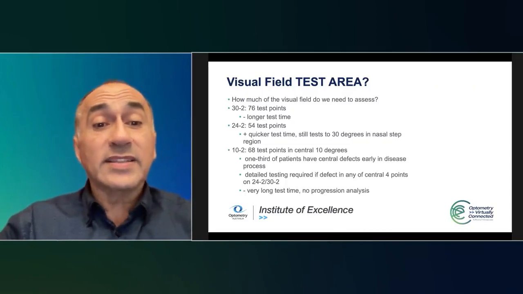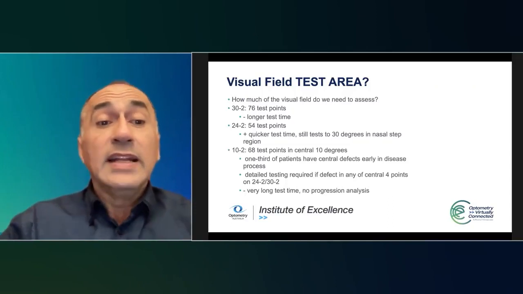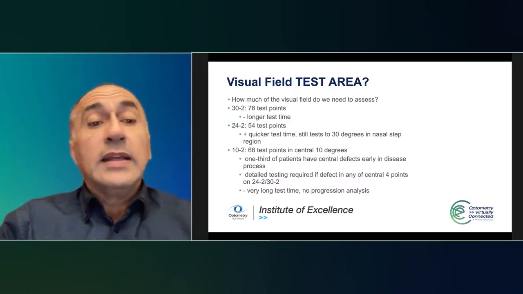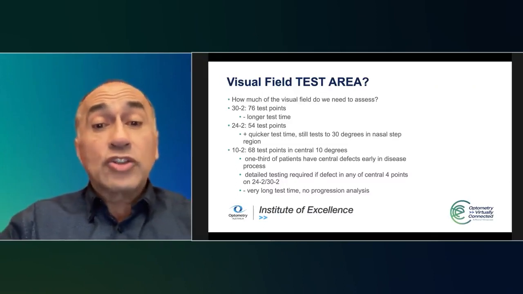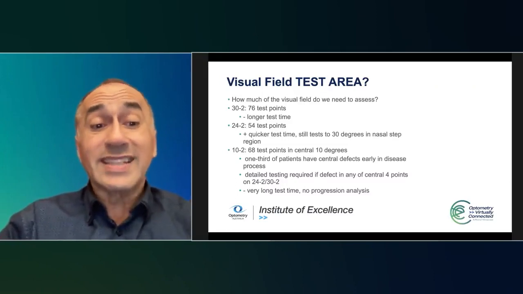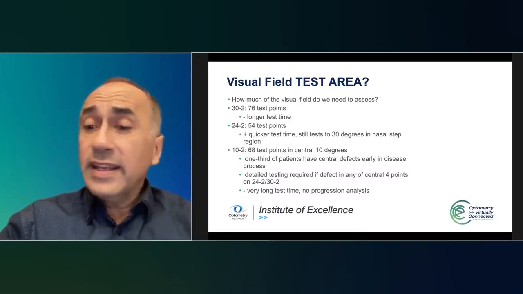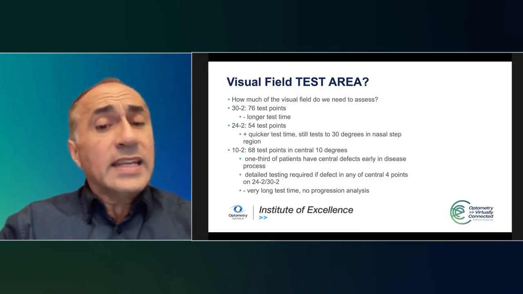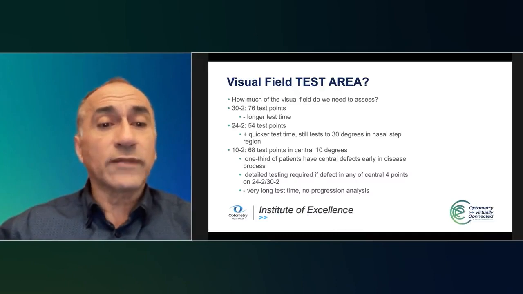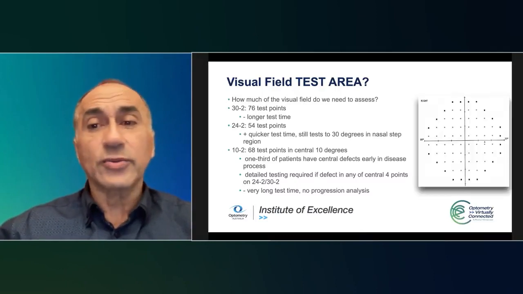It tests 68 central points within the central 10 degrees. The reason for that is studies show us that about 1/3 of patients at the time of diagnosis of their glaucoma have central or paracentral defects early in the disease process. The 24-2 and the 30-2 only test 4 central points, while the 10-2 does 68 central points. The downside to that, again, it's a very long test time and it's not involved in guided progression analysis, unfortunately. So it's hard to check for change over time with the 10-2.